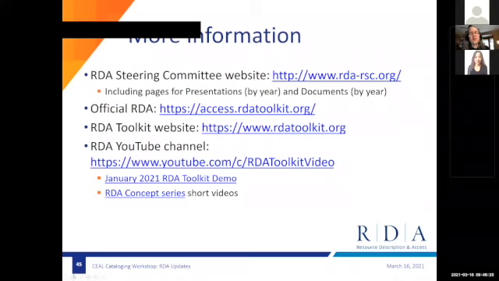So for more information about all of this, I encourage you to take a look at the RDA Steering Committee's website, which includes pages for presentations by year and documents by year. Certainly the most recent presentation should be the most current. The problem with canned presentations is they always reflect a particular point in time. Of course, there's official RDA. The RDA Toolkit website has lots of updates from the publisher. And I also encourage you, the RDA YouTube channel is a really good place to get more information. It includes a link to the January 2021 RDA Toolkit demo, which I think took about an hour, and the RDA Concept Series short videos. All of the information listed here is free.